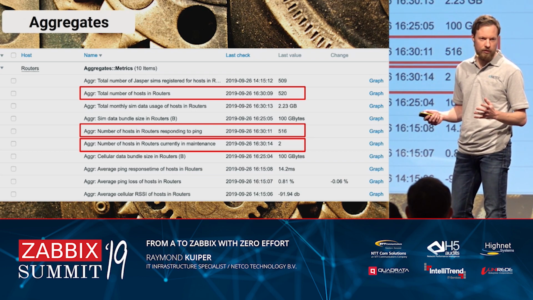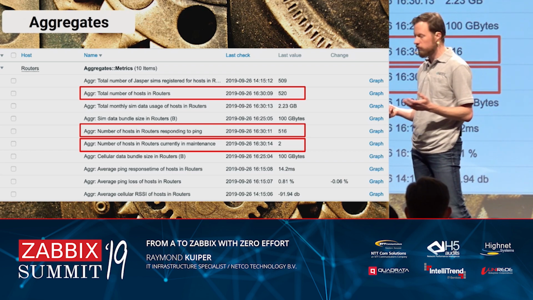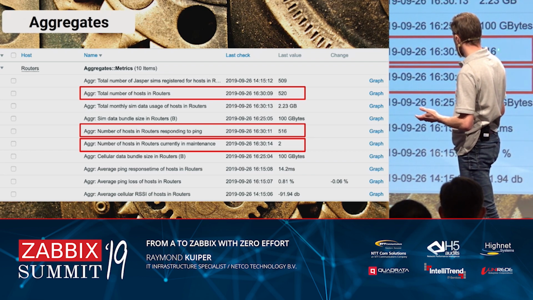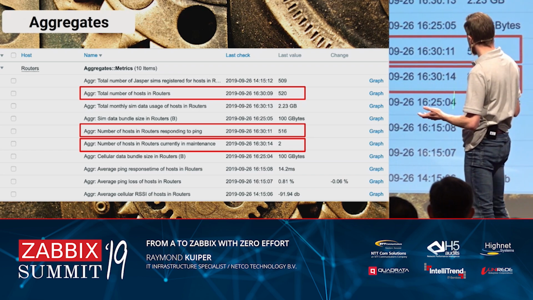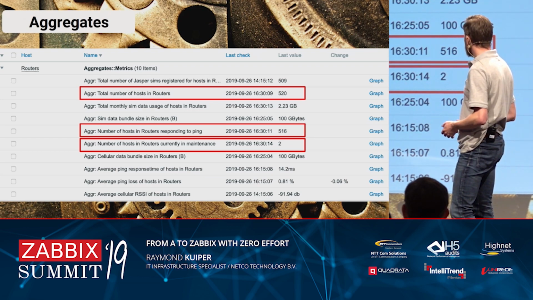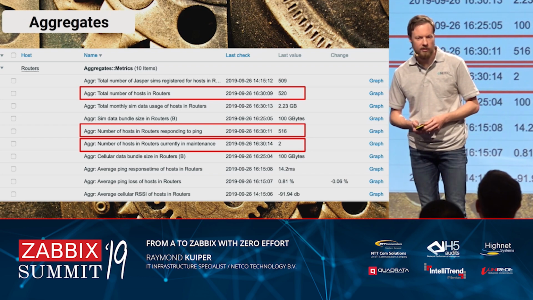Now, this allows us to have a high-level overview of how many of the shops are actually functioning correctly, and how many are in maintenance, and how many are not working properly, because we know there's 520. There should be 520 responding here, but they're not. So as you can see, I'm missing 2 hosts here that are down because they're still in maintenance, and that's to be expected that they don't respond to ping in this case.